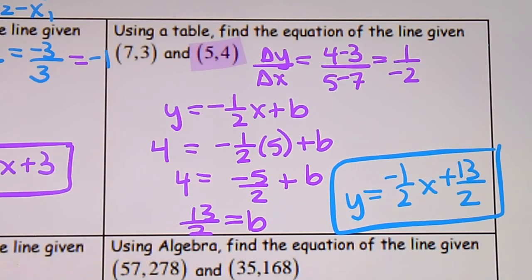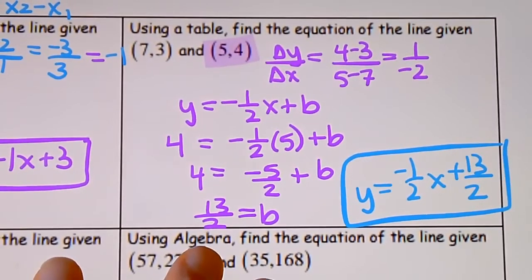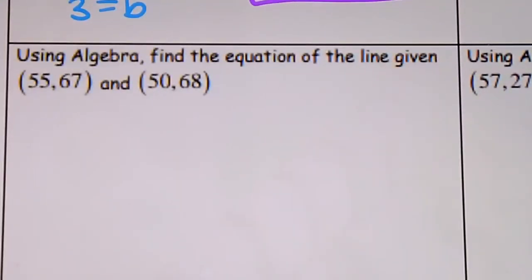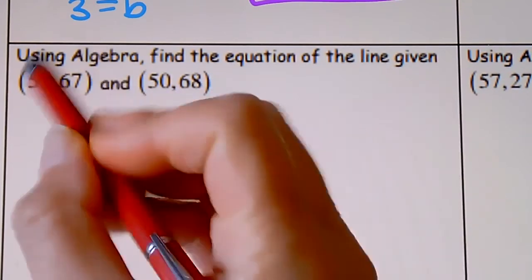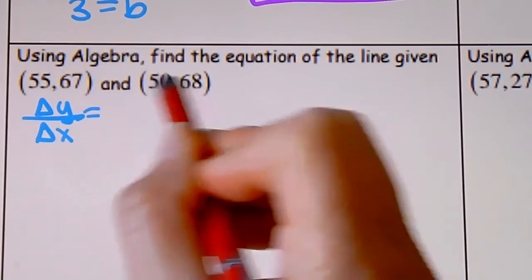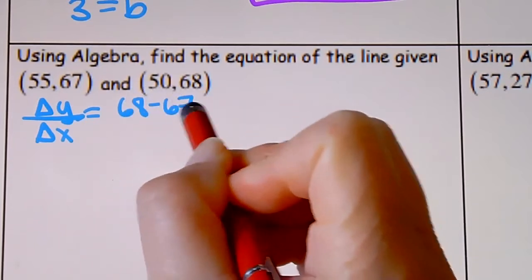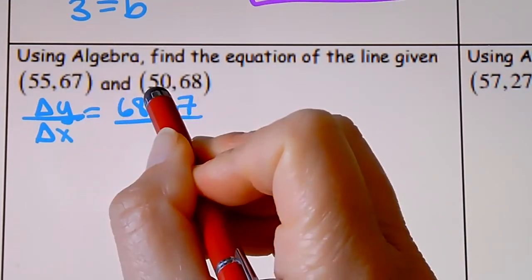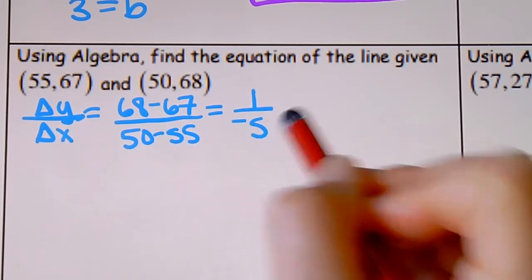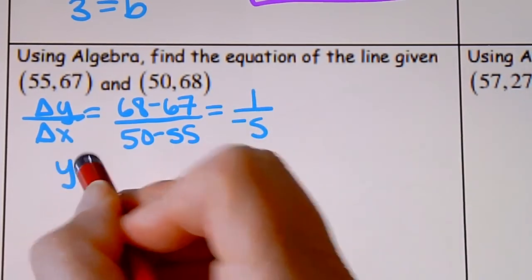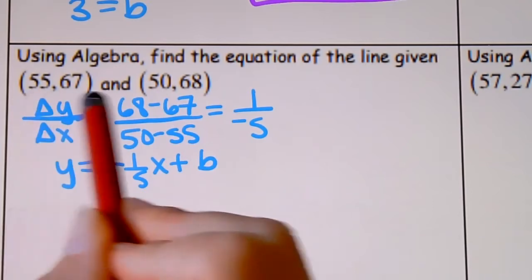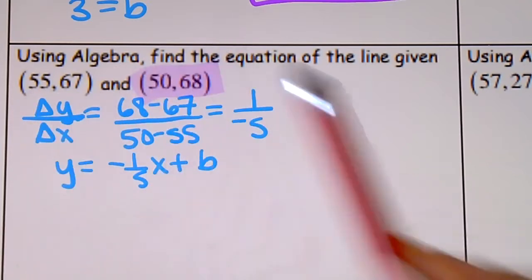Okay, now the next ones, again, these ones are the ones that said use algebra. That's what we have been doing. These ones have bigger numbers. It's the same process. Don't let the numbers scare you. So I'm going to do change of y over change of x. I think I'm going to do 68 minus 67. And if I do 68 minus 67, I need to do 50 minus 55. So I get 1 over negative 5, so a negative 1/5. So I'm going to have y equals negative 1/5 x plus b. And again, I need to figure out which point to do. I think I'm going to do the 50, 68, okay?